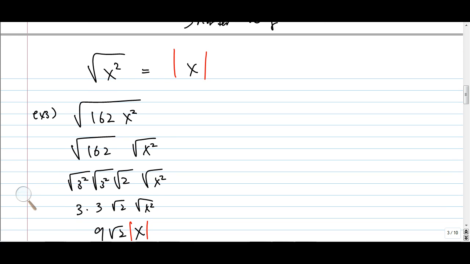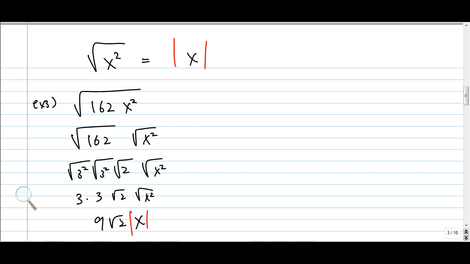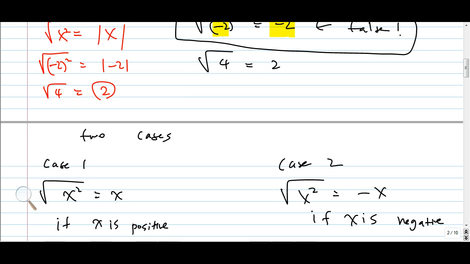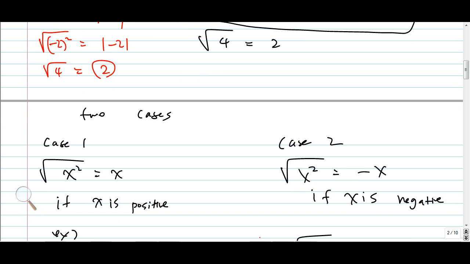That's right. How many people wrote this down as the answer? 9 root 2 absolute value of x. Do you think you get this right if you didn't put the absolute value? No, you would get it wrong. So if you want to simplify this correctly, you need the absolute value of x there. You get the idea? That's why it came out to be.